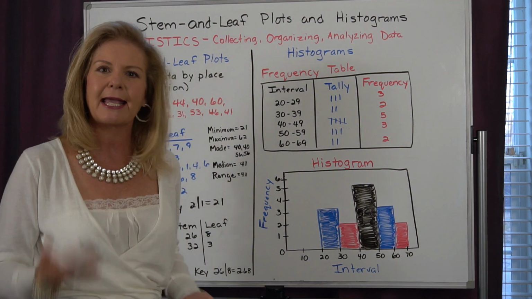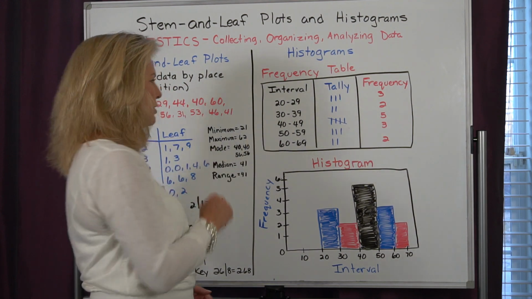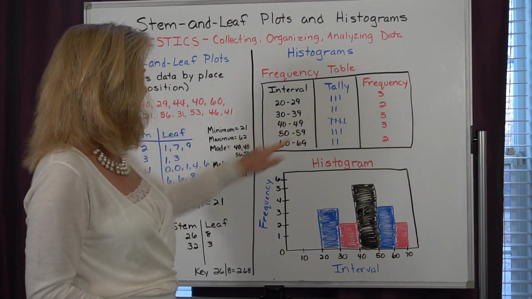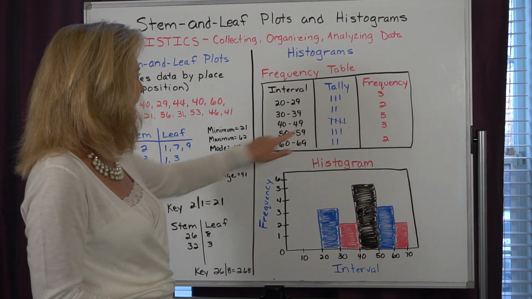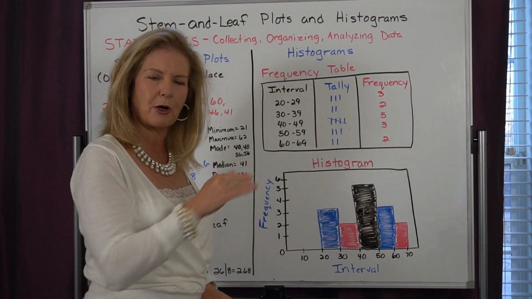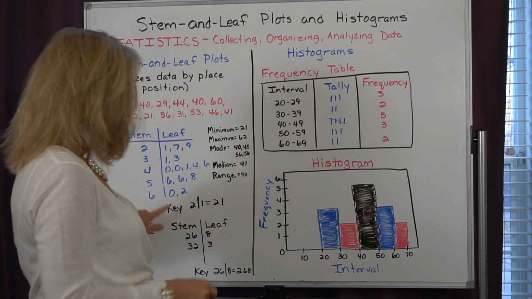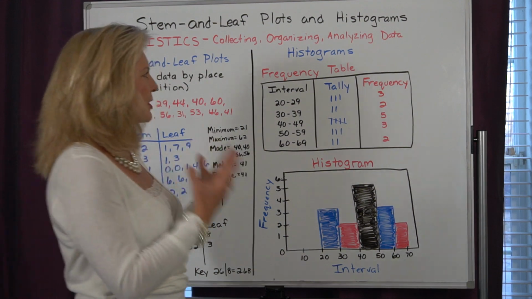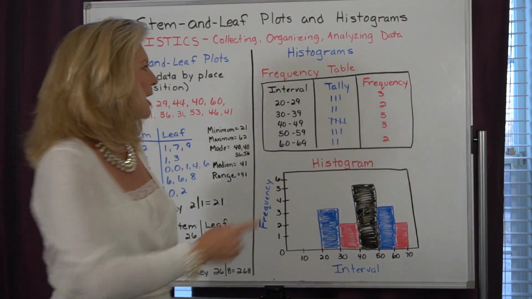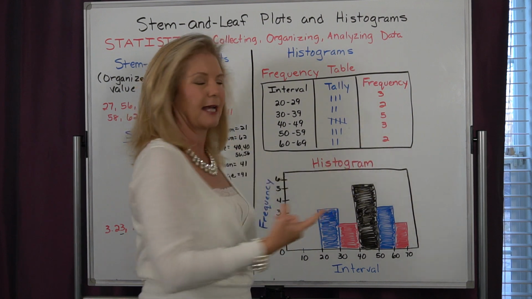Then I go and I tally how many digits or pieces of data actually were in that interval range. Well, I had 1, 2, 3 in my 20s. I had 1, 2 in my 30s. I had 1, 2, 3, 4, 5 in my 40s. And remember, when you're doing tallies, you can put the 4 tick marks and then a line diagonally across. I have 3 in my 50s and I have 2 in my 60s. So then to get the frequency, we turn the tally chart into numbers. And so I'm just saying my tally was 3, my tally was 2, my tally was 5, my tally was 3, my tally was 2.